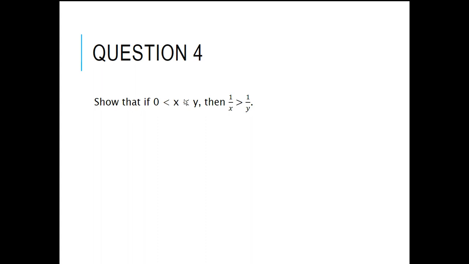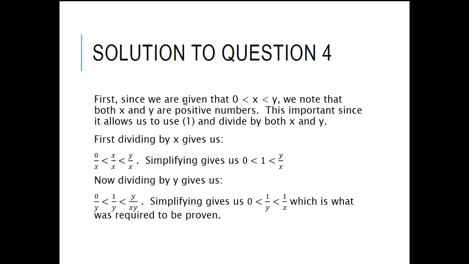Question 4 says, show that if 0 is less than x, which is less than y, then 1 over x is greater than 1 over y. So, to do this, first, we take note that because the 0 was explicitly included, that it didn't just simply say x is less than y, this is important because that means that both x and y are positive numbers, which allows us to use the rule that we referenced in the earlier slide.